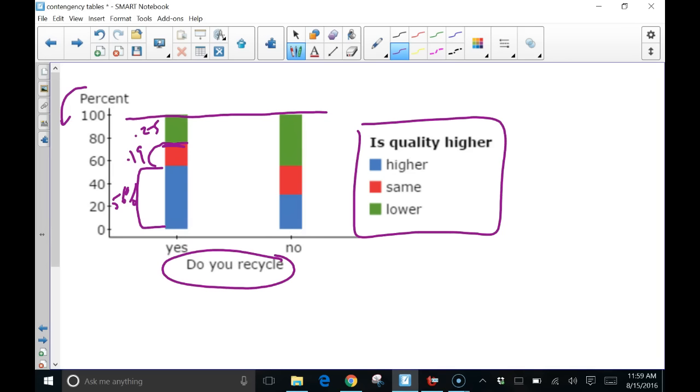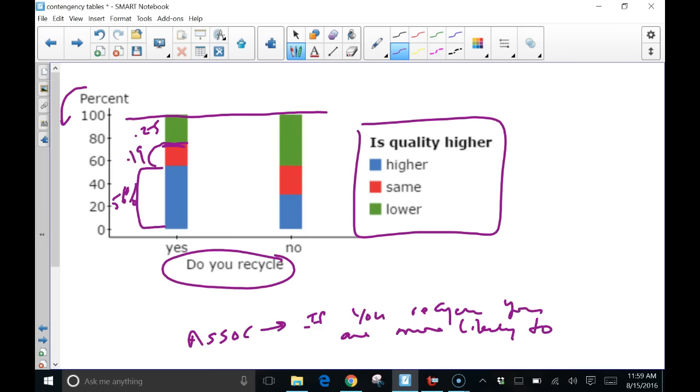Looking at this, you can see a really clear picture. If I tell you someone recycles, what would you say they think about the quality of the filter compared to someone who doesn't recycle? Yeah, there's an association here. And that association is that if you recycle, you are more likely to think the quality is higher.